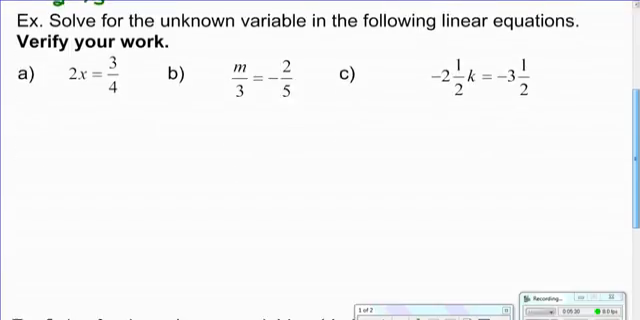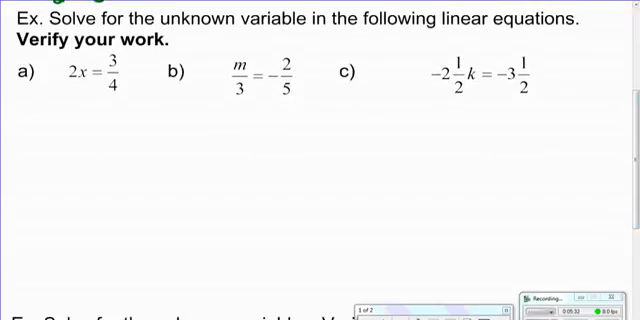Okay, so we're going to solve these ones. I'm going to show you a couple different strategies. Hopefully you can find a strategy that works well for you. So in the first one, we have 2x, or 2 times x equals 3/4. So we don't want to know what 2x is equal to. We want to know what 1x equals to.